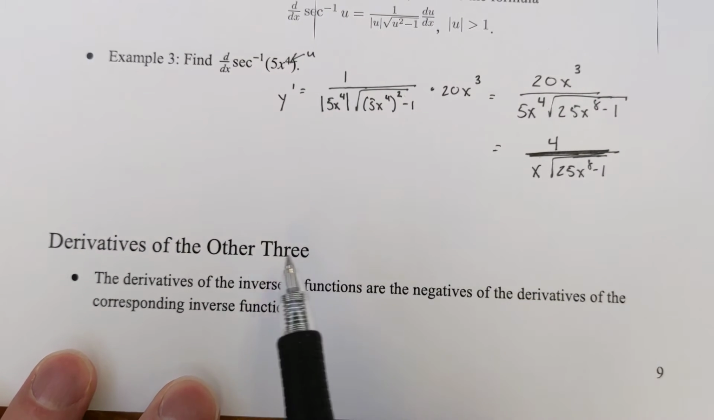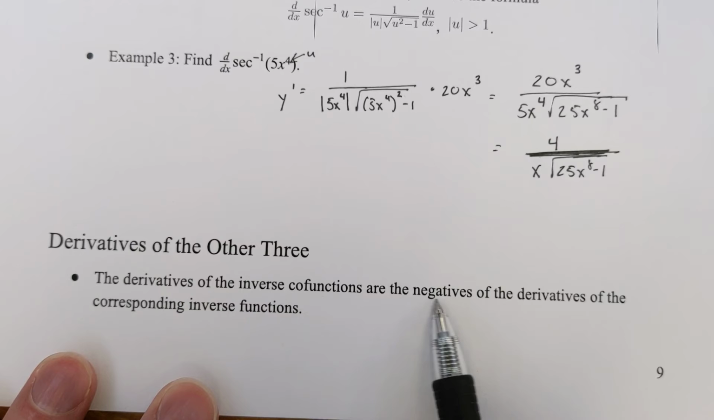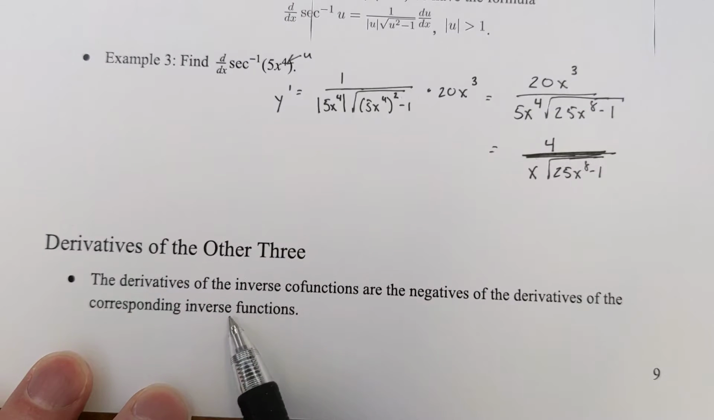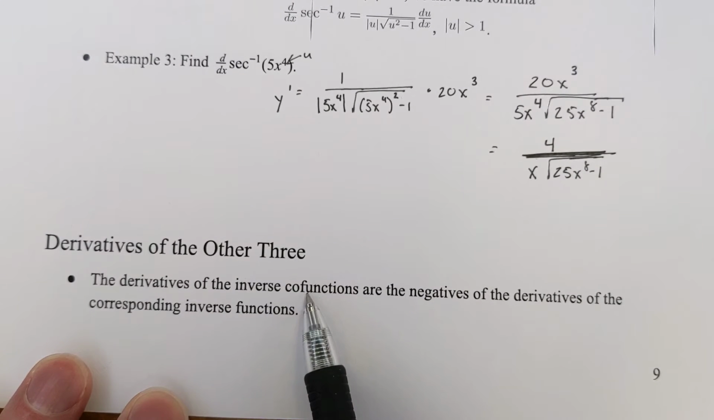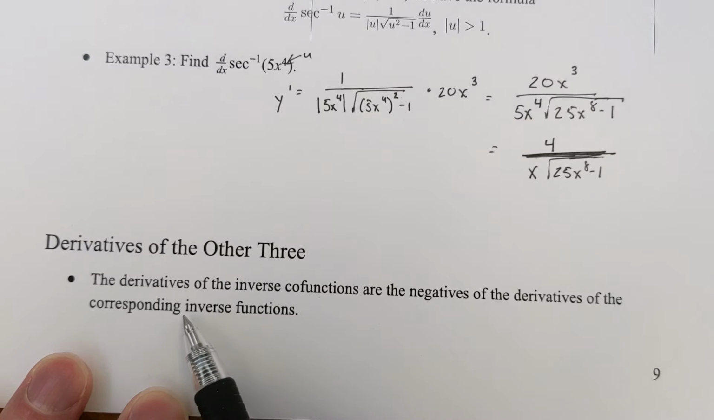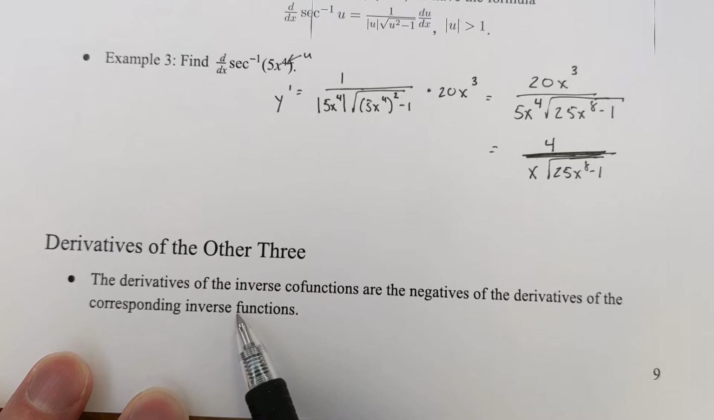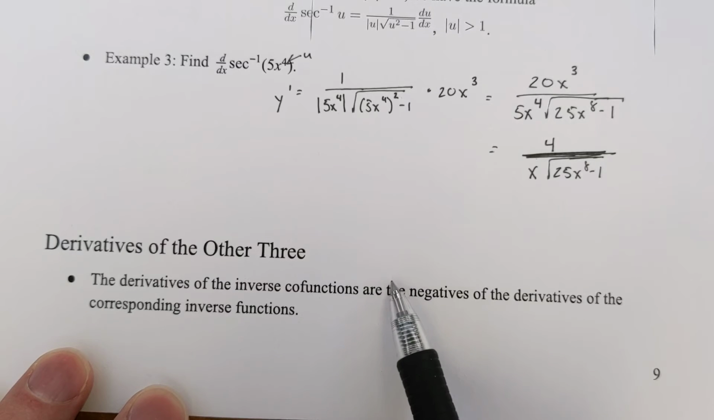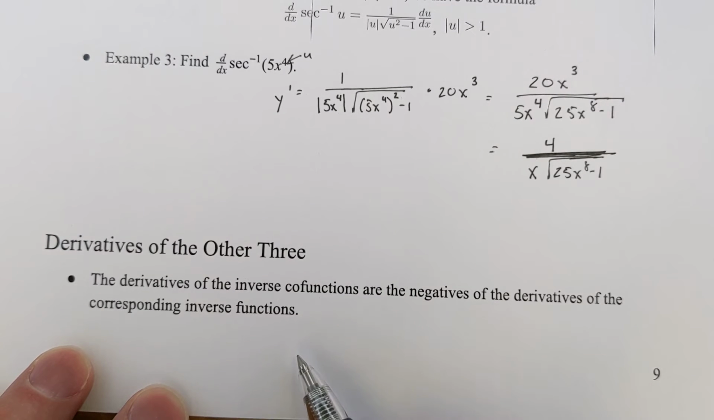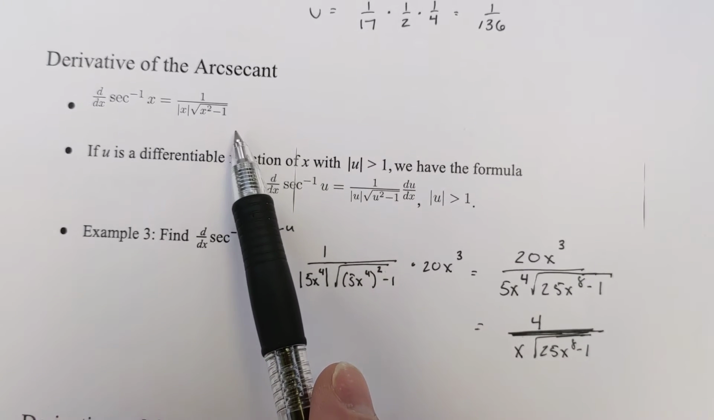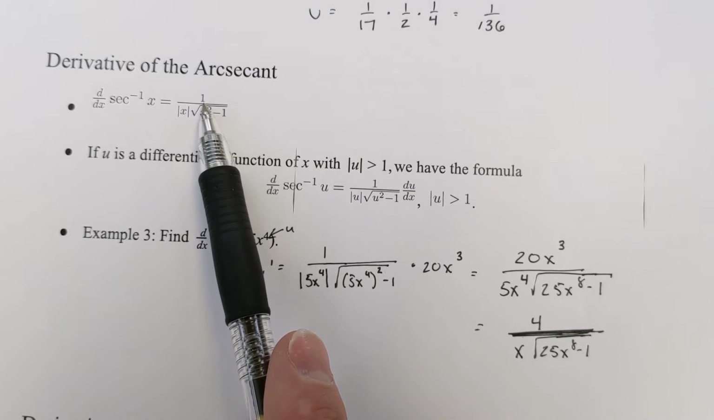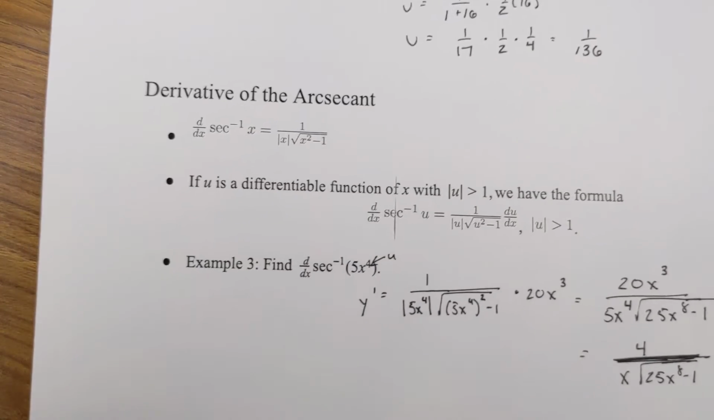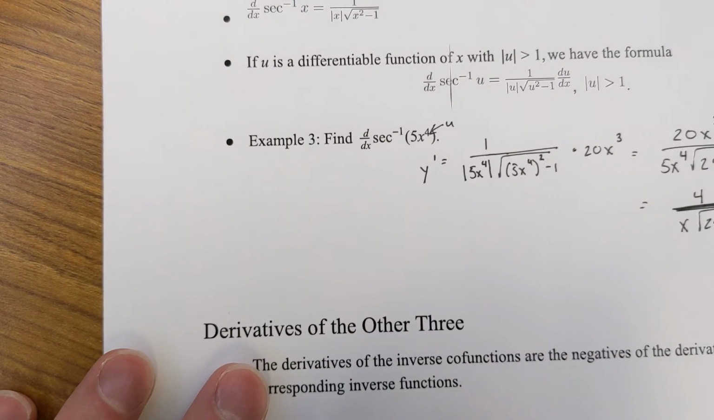All right, so down here at the bottom, the derivatives of the inverse cofunctions are the negatives of the corresponding inverse function. So the inverse cosine has the negative of the derivative of the inverse sine. Cotangent has a -1, where tangent would have a +1 on top, and cosecant would be -1 on top. That's all that means. So we can write them down here real fast.